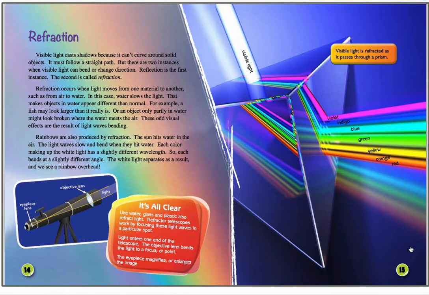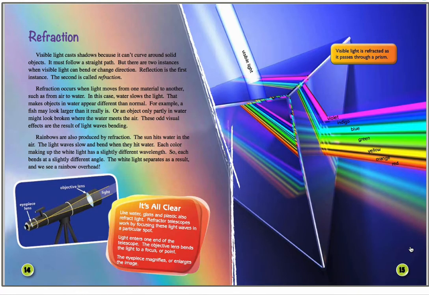Rainbows are also produced by refraction. The sun hits the water in the air, and the light waves slow and bend when they hit the water. Each color making up white light has a slightly different wavelength, so each bends at a slightly different angle. White light separates.